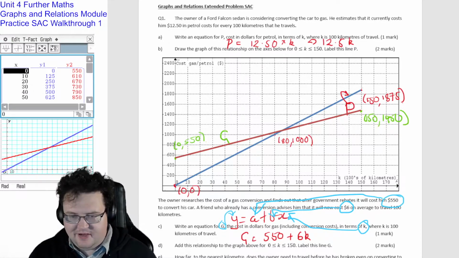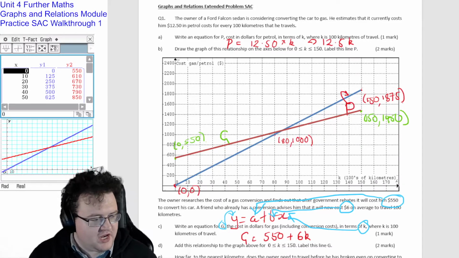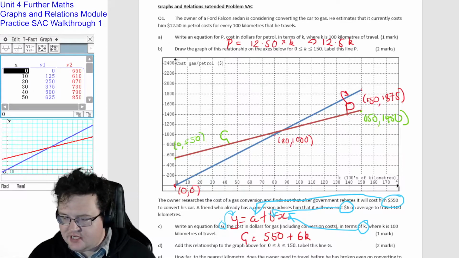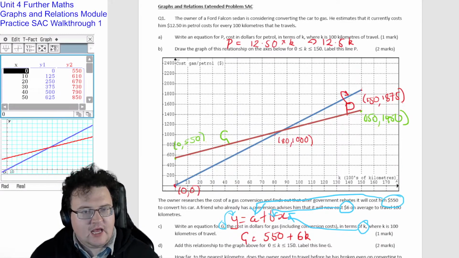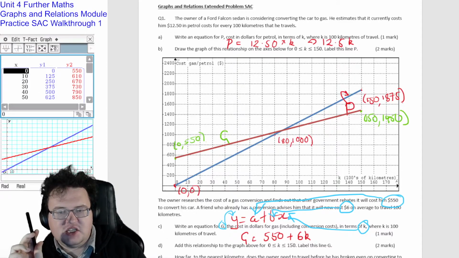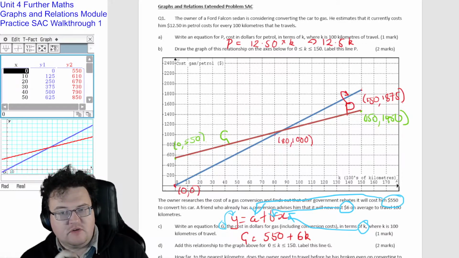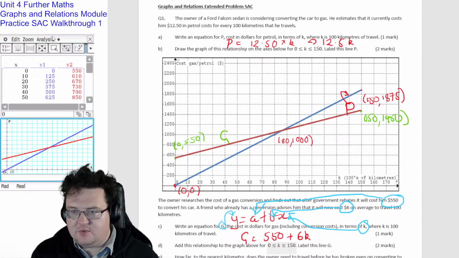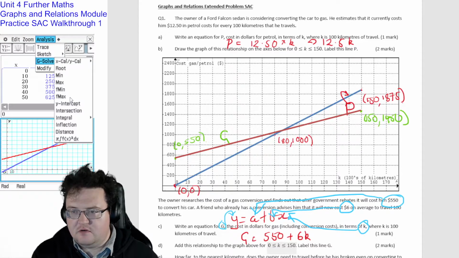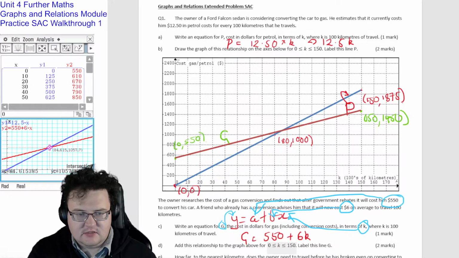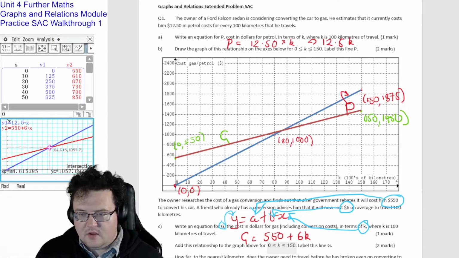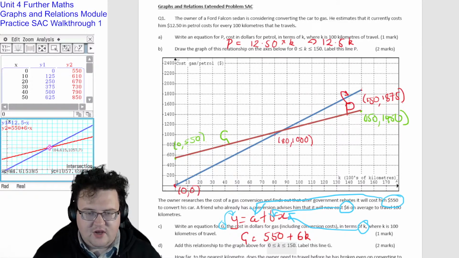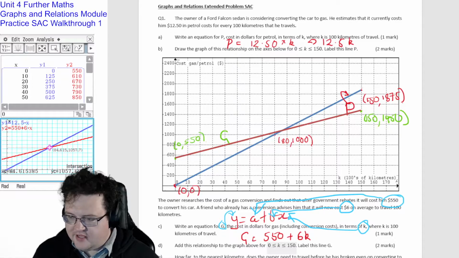So how far to the nearest kilometre does the owner need to travel before he has broken even on converting his car to gas? Where has he broken even? So when do the cost of running gas and the cost of running petrol overlap? Where is it exactly the same? Now we can use our CAS for this. So we want to go back to our graph. We want to go analysis, G-solve, intersection, and we get this thing behind me. 4.615385.